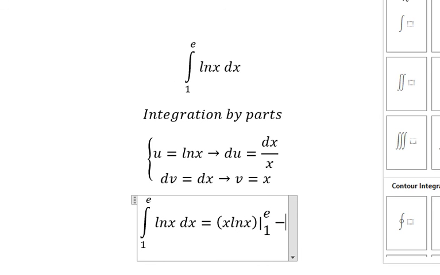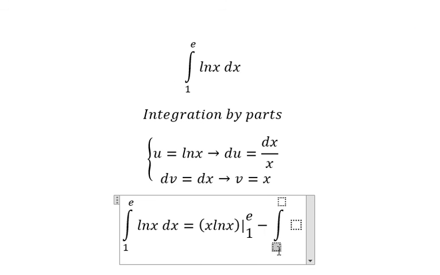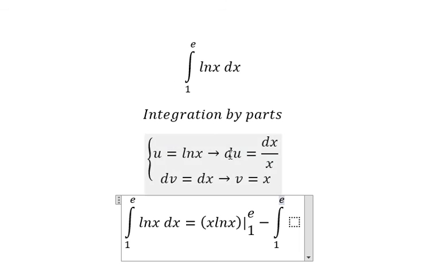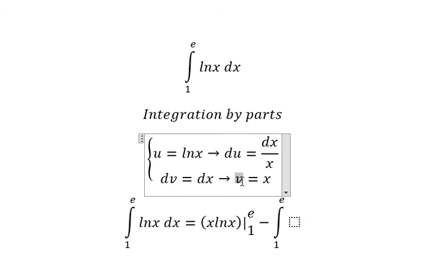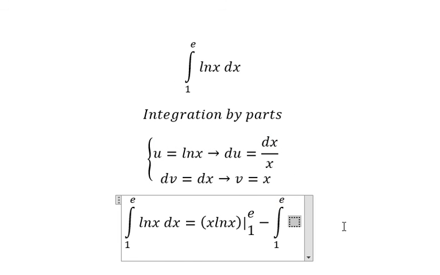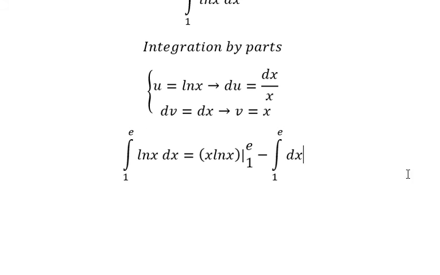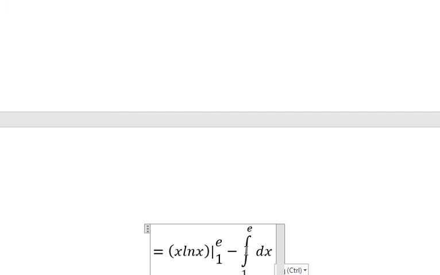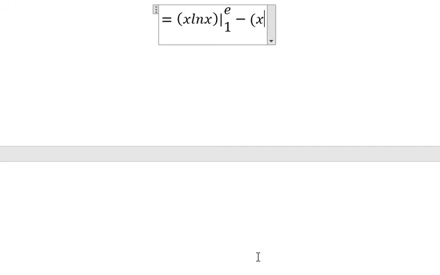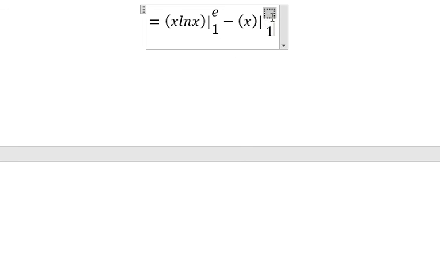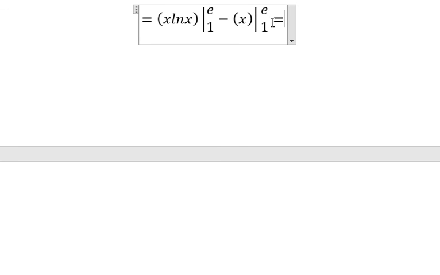Minus, we have the integration from number 1 to e. So we have u multiplied by v. So s divided by s, you got the s. The integration of s, we have s, and I will put the bounds from number 1 to e. And now we have the final answer.